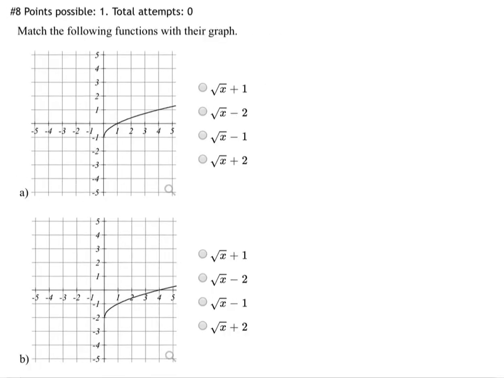So number 8, they want us to match the following functions with their graphs. Okay. So remember the square root graph, which normally starts at the origin. That's y equals the square root of x. It just starts at the origin. But notice this one has been moved down 1. What's going to move a graph down 1? Well, when you put a -1 outside the square root. So there it is. That was easy.